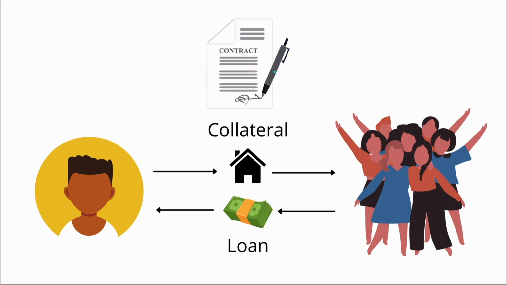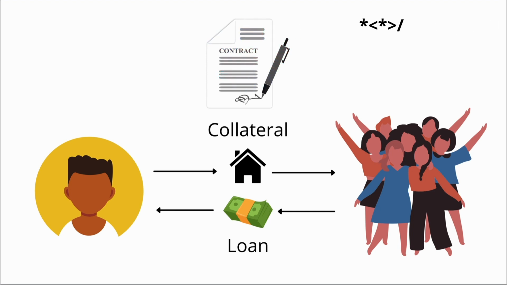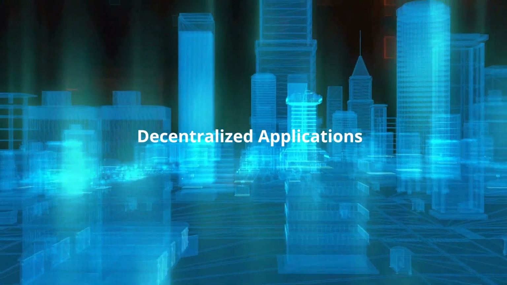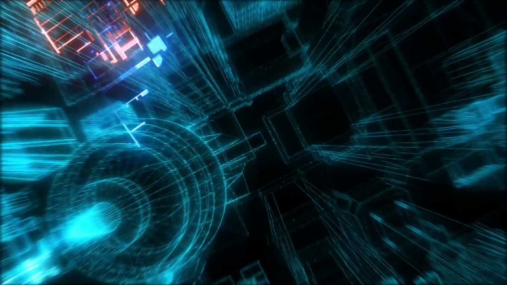And because it's immutable and verifiable, you don't need to trust the other people. The contract defines the rules, and those rules will be cryptographically enforced. And with that, my friends, you can build decentralized banks, decentralized applications, decentralized autonomous organizations. Your imagination is the limit.